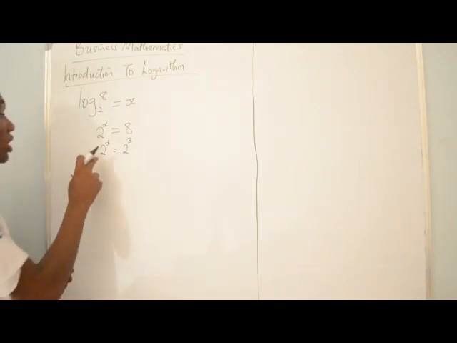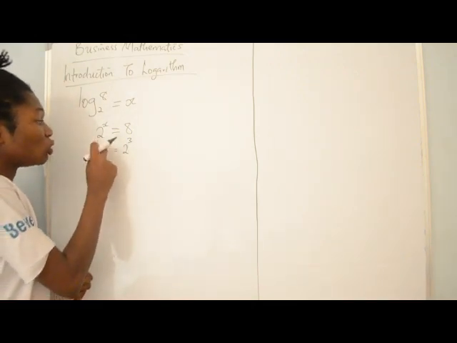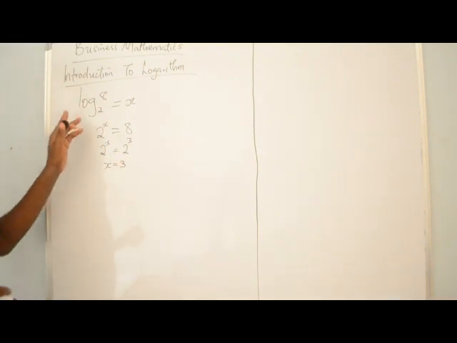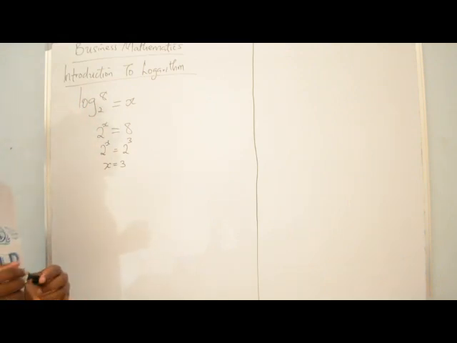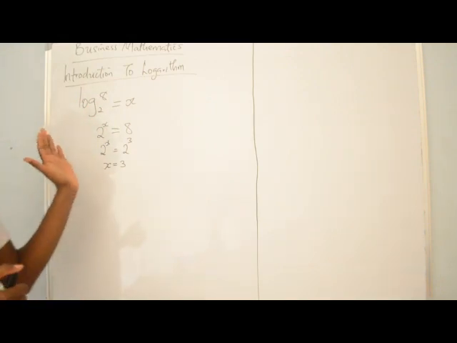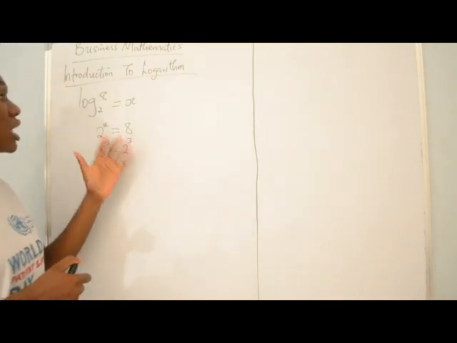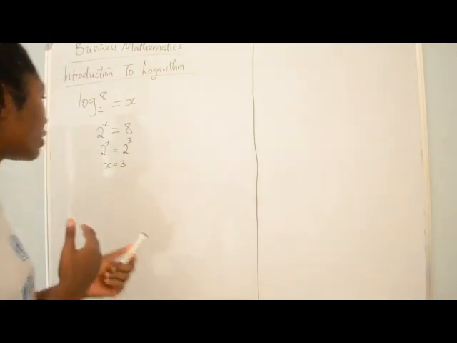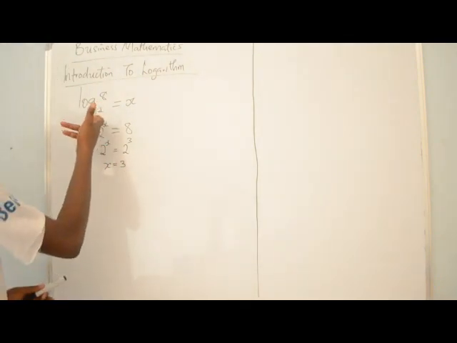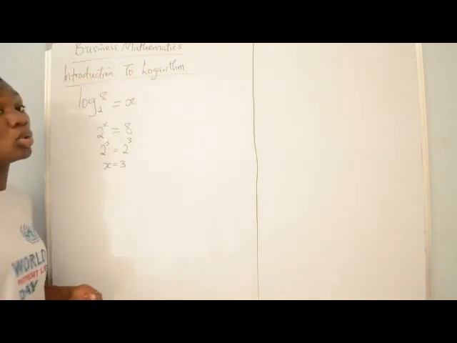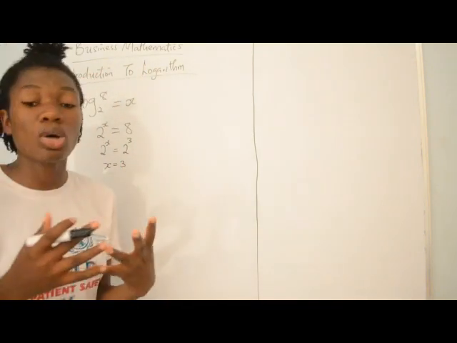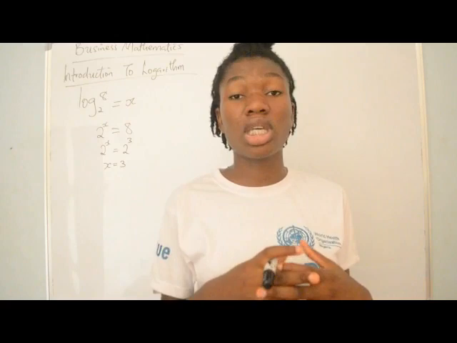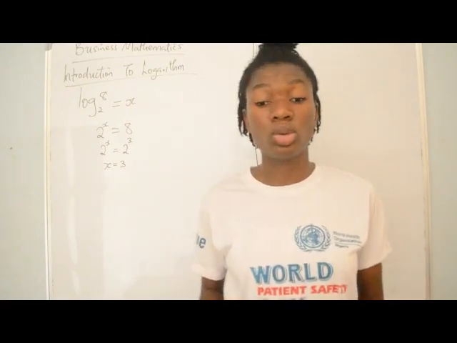Since the bases are the same, we can equate the powers. We can therefore say that x is equal to 3. Therefore log 8 base 2 is equal to 3. So by definition, the power to which our base is to be raised gives us our whole number. That's what logarithm really means, and we can also derive indices from logarithm like we just did. Take the base, raise it to the power, then you get the whole number. There are certain laws we observe in logarithm, and we are going to be doing all that in this video.